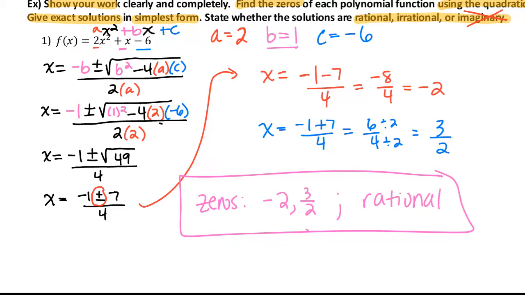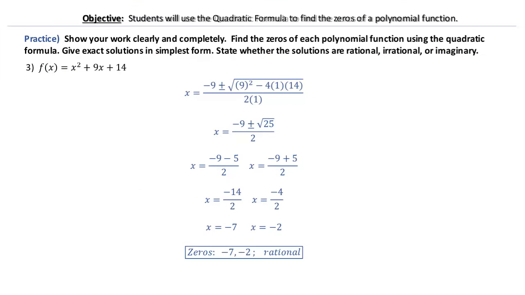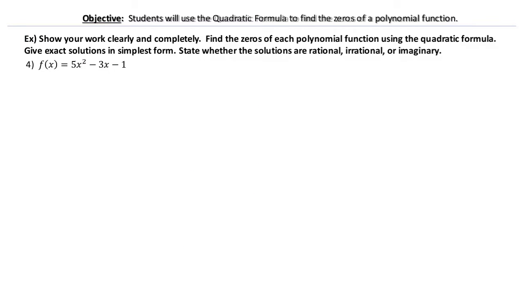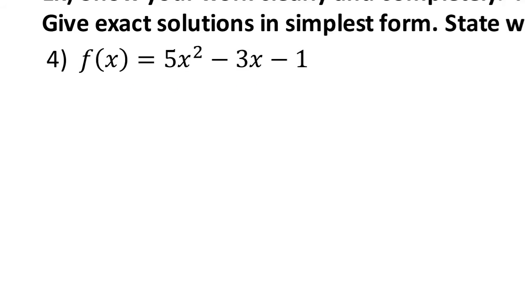All right, so let's go ahead and try another example together. Again, we're not always going to have a perfect square like we have in the last 3 examples. That's not always going to happen. So let's see an example where it doesn't simplify. So go ahead and copy number 4 on your paper. We got 5x squared minus 3x minus 1.